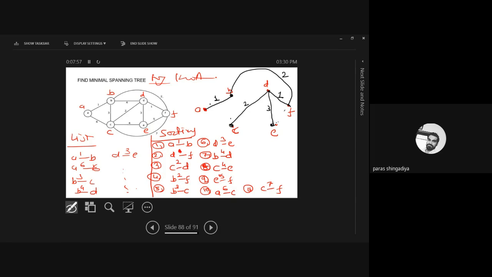So what is the total? 1 plus 1 plus 2 plus 2 plus 3, that is equal to 9. Clear? 4 plus 6 plus 3, that is equal to 9. So the total weight is equal to 9.